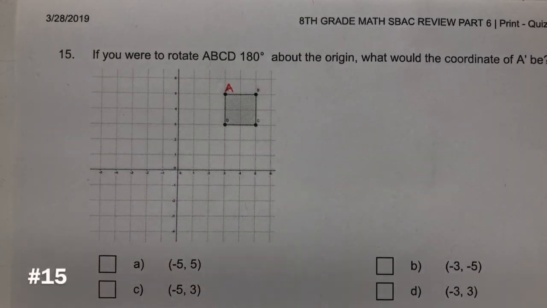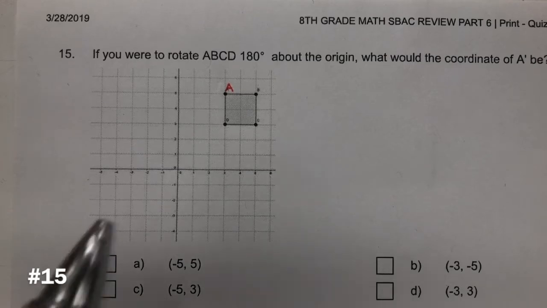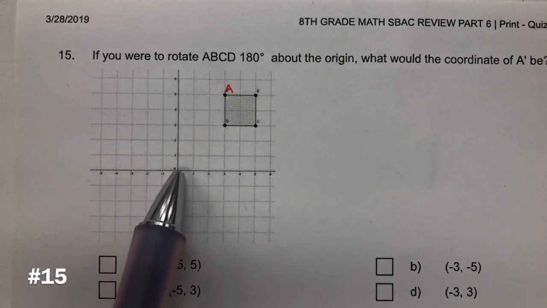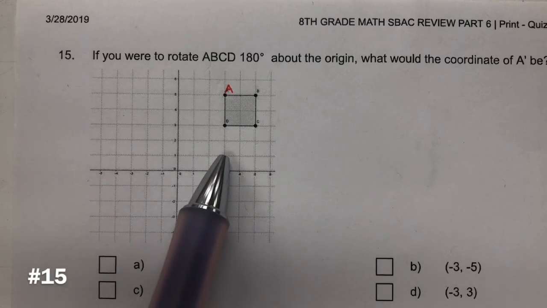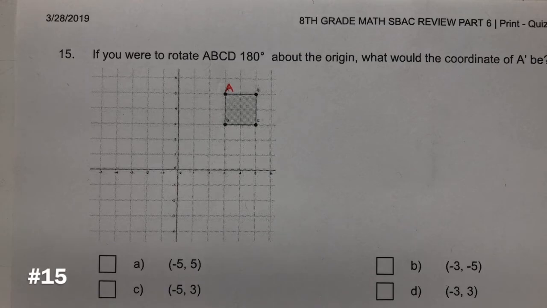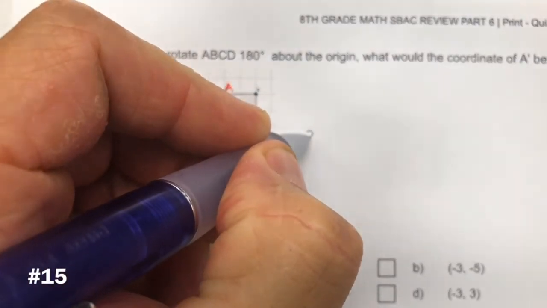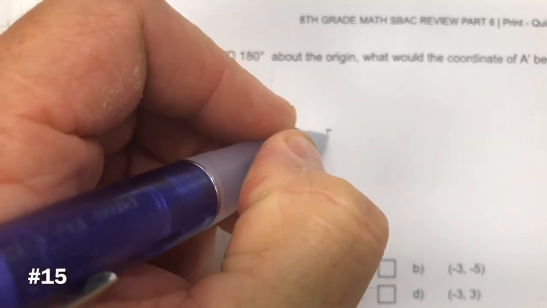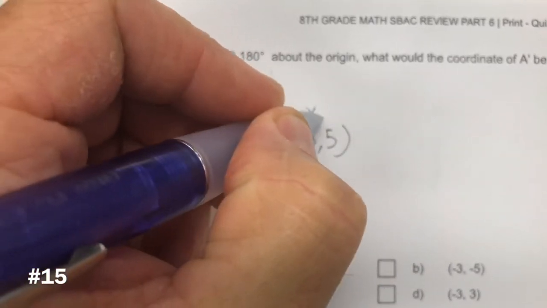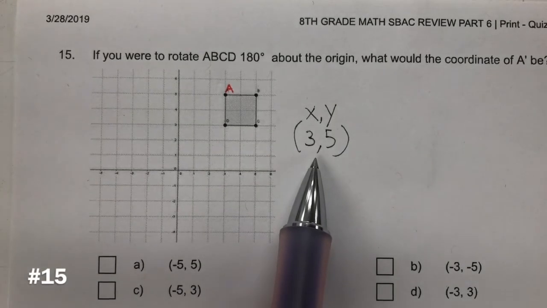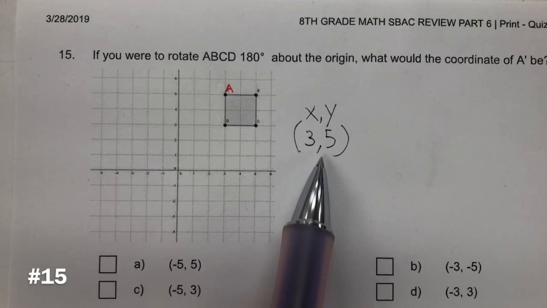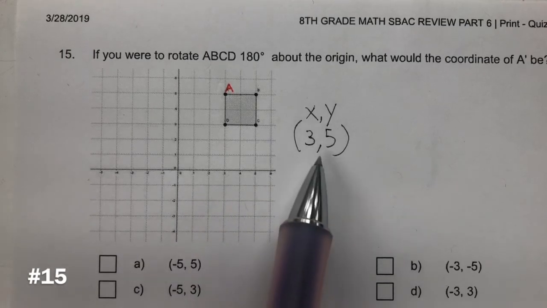For number 15, if you were to rotate ABCD 180 degrees about the origin, what would the coordinate A prime be? Well, A is at 1, 2, 3 on the x, 1, 2, 3, 4, 5 on the y. So 3 on the x and positive 5 on the y. So x, comma, y. Well, if you do 180 degrees, you're going in the opposite direction. So if you're going north and you do a 180 degree turn, now you're going south in the opposite direction.